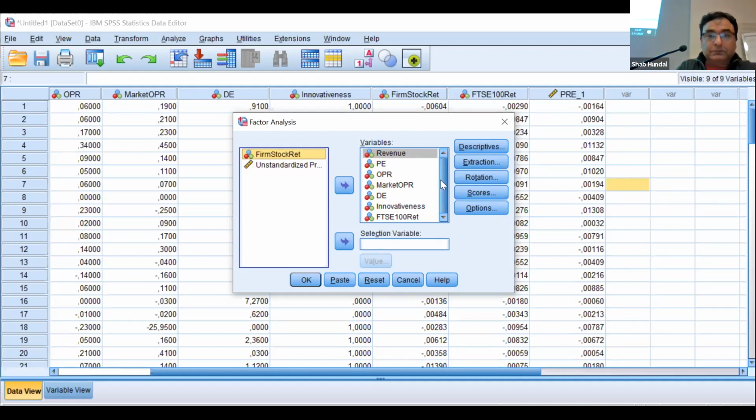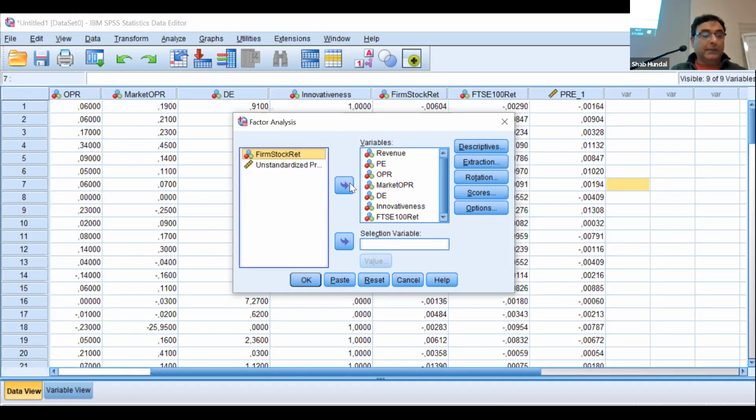Now, I repeat, this is very important. Even by mistake, your dependent variable should not be here. Remember, we are combining independent variables into constructs, not the dependent variable. So keep it out. By chance, it's out already. If the firm stock return is here, send it back, because the firm stock return is the dependent variable. We only want to make factors out of independent variables.